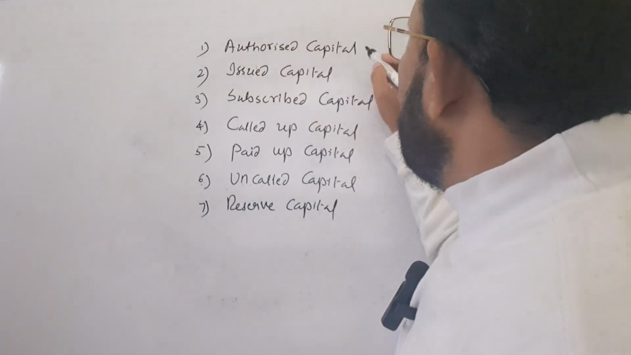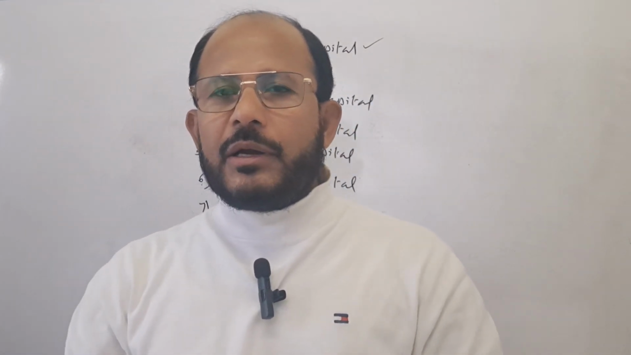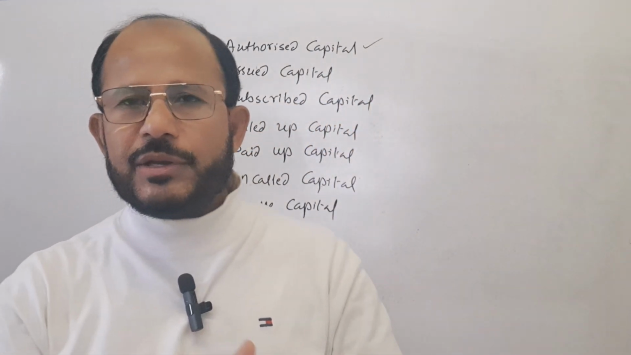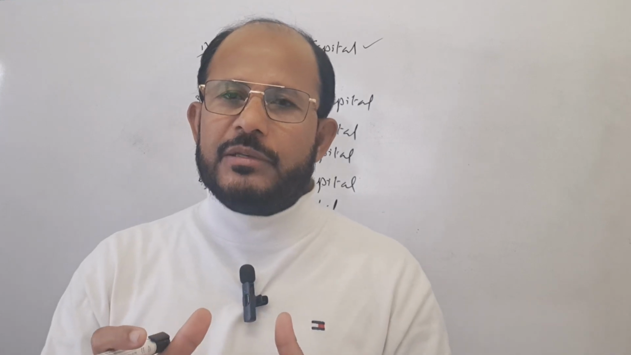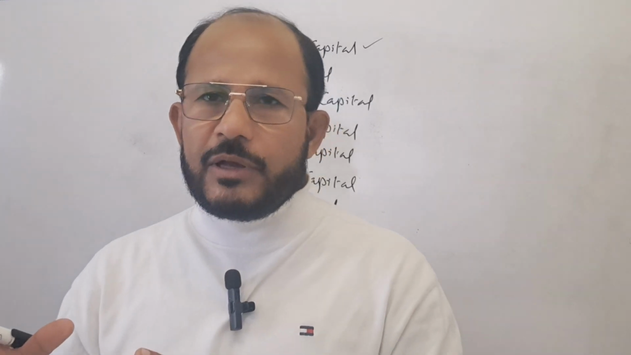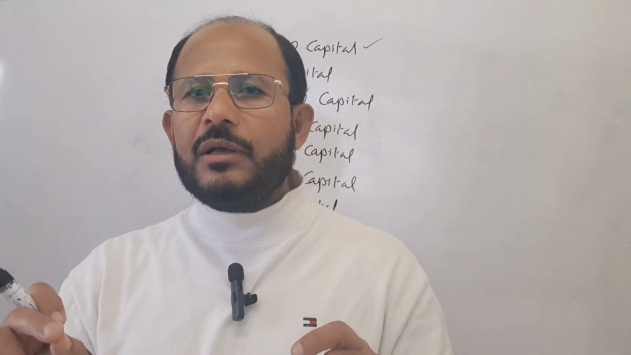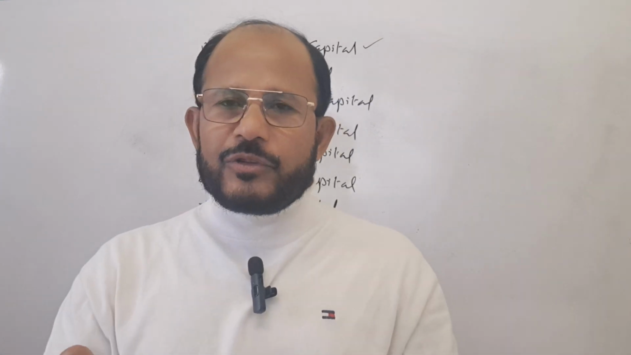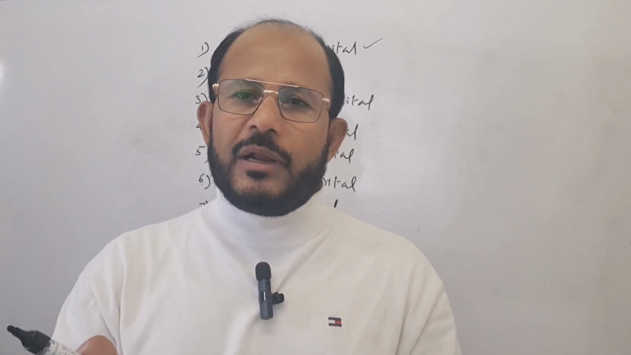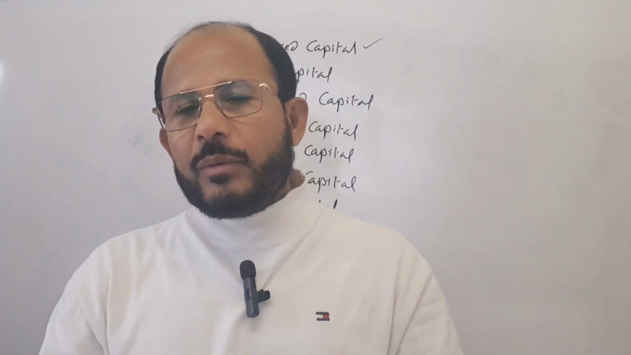Come to the first one, authorized capital. You know that at the time of registration of the company, an important document is submitted to the registrar of the company. That is called the Memorandum of Association. The Memorandum of Association is an important document which is required to be prepared and submitted to the registrar of companies. In that Memorandum of Association, one important clause will be there, that is called the capital clause. In that, the maximum amount of capital which a company needs in its lifetime will be mentioned.